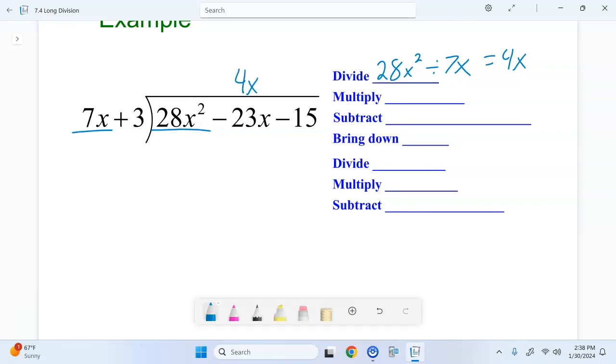Now, you'll see later on why it's really, really important, but you're going to want to keep all of your like terms in order. Okay? Keep them all lined up nice and neat. Okay? So our first step was to do the division. Now we're going to go to step 2, which is multiply.